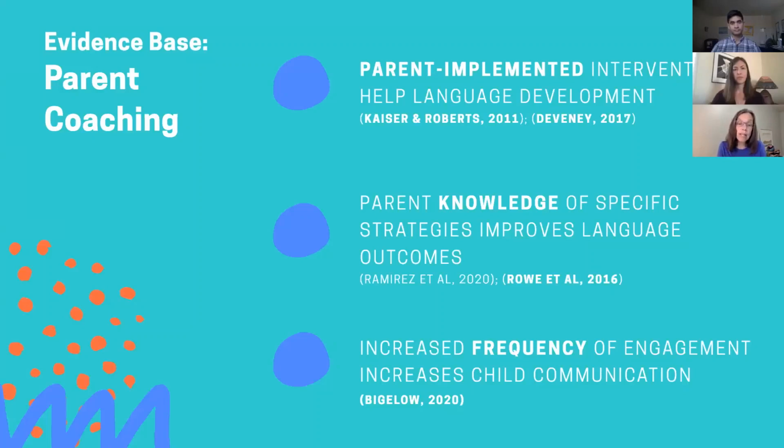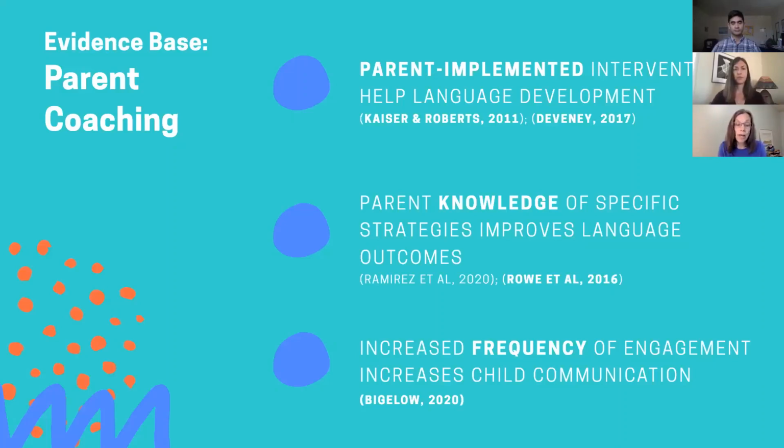Similarly, Devaney did a systematic review and looked at clinician versus parent intervention for late talkers, which are children from 18 to 30 months who only have an expressive language difficulty and are doing well in all other areas. And they showed there were greater gains with parent-directed therapy. Parent knowledge of specific language strategies also improves outcomes.